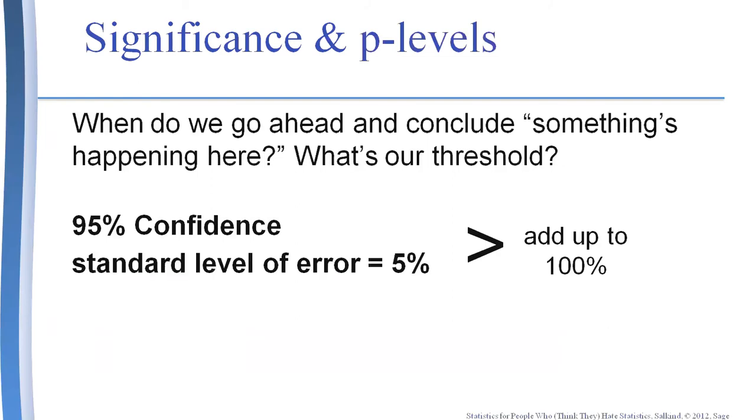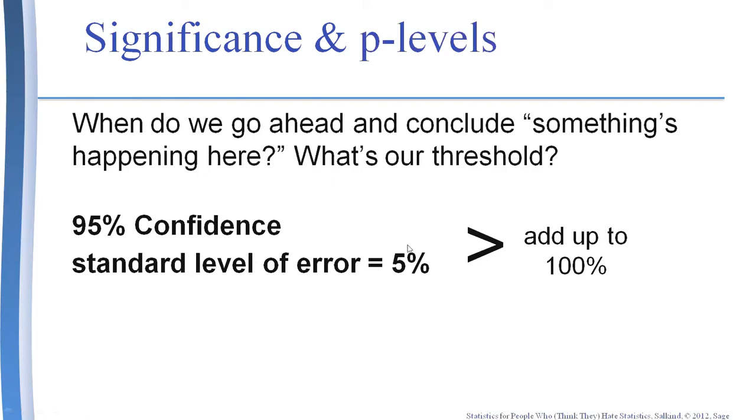So remember that confidence and level of error are two similar concepts. They're the opposites of one another in the sense that your confidence and your level of error will always add up to 100%. It's not like they're opposites, they're more like mirrors of one another. As my confidence goes up, my level of error goes down. As my level of error goes up, my confidence goes down.